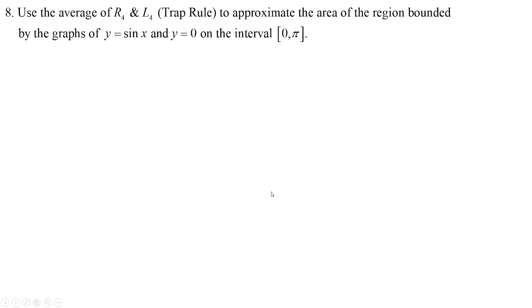Now, use the average of R sub 4 and L sub 4, the trap rule, to approximate the area of the region bounded by the graphs of y equals sine of x and y equals 0 on the interval from 0 to pi. Well, let's look at those graphs right here. So delta x, well, let's see. Think about this. My b is pi, my a is 0, and I have 4 subintervals, so my n is going to be 4. So isn't that going to be pi over 4? There it is right there. Delta x is always b minus a over n.